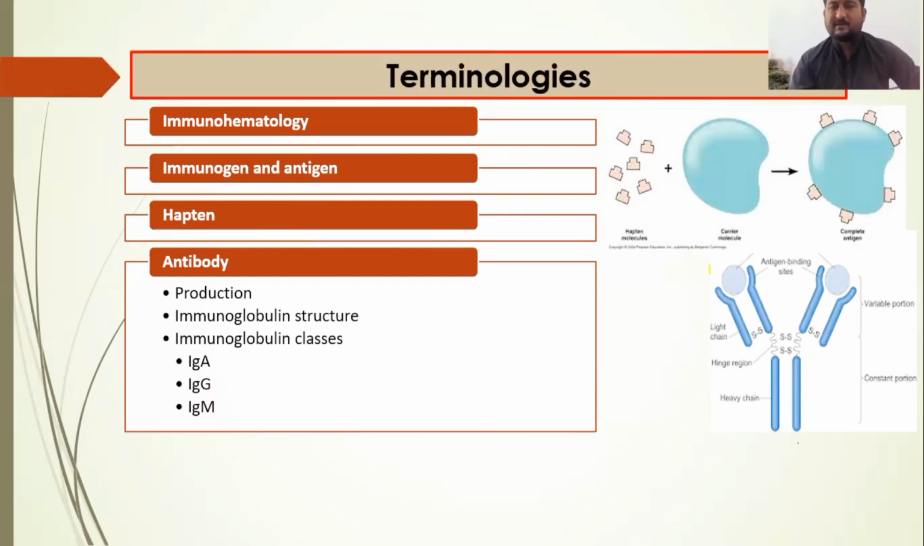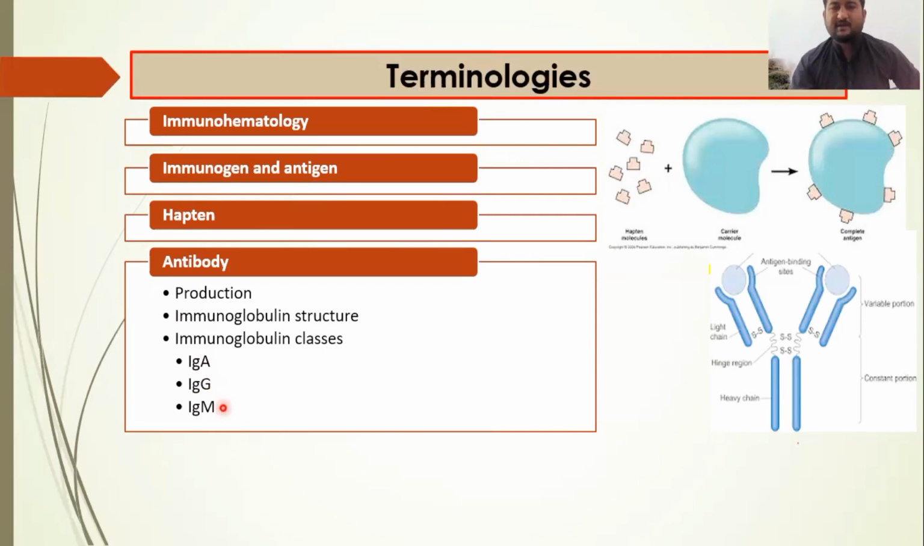The last one is IgM antibodies. IgM antibodies constitute approximately 10% of the total serum immunoglobulins. So IgG approximately 75%, and IgM approximately constitutes 10% of the total serum immunoglobulins. They are pentamer in shape. IgG is Y-shaped and a monomer, and IgM is a pentamer.